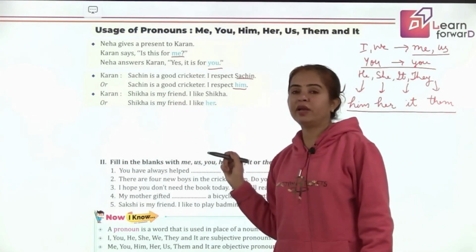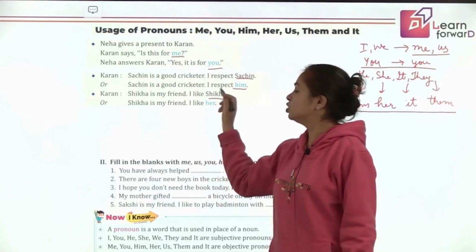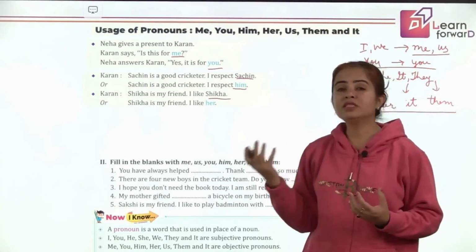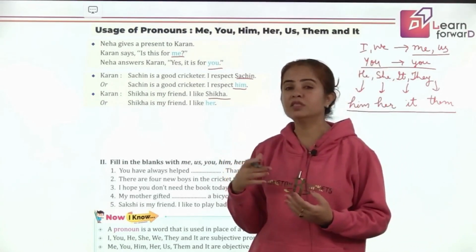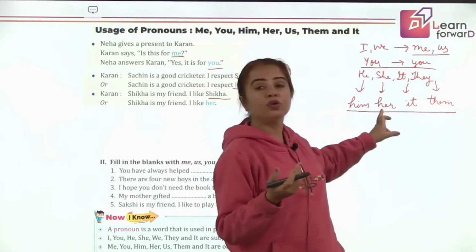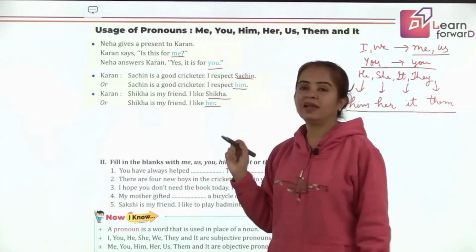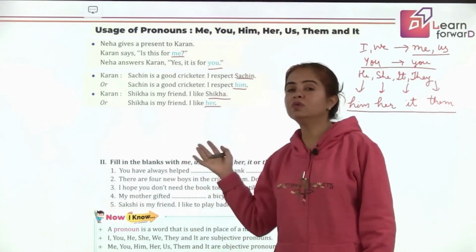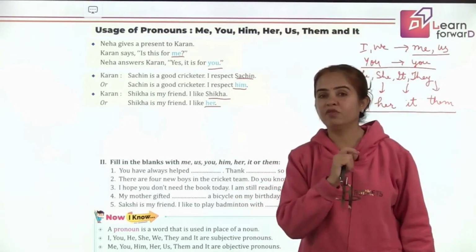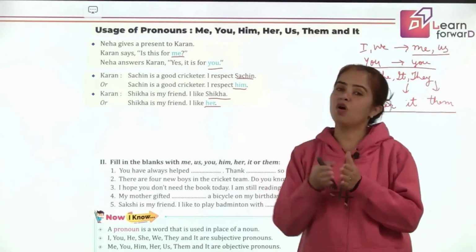Shikha is my friend. I like Shikha. Karan says like that. So now Shikha is a girl, and whom is he liking? Whom does he like? He likes Shikha. So Shikha is a girl. For girls, what do you use? Her. So how do you say Shikha is my friend? I like her. This is how we change the nouns into pronouns in objective case. That means that noun is the receiver of action.